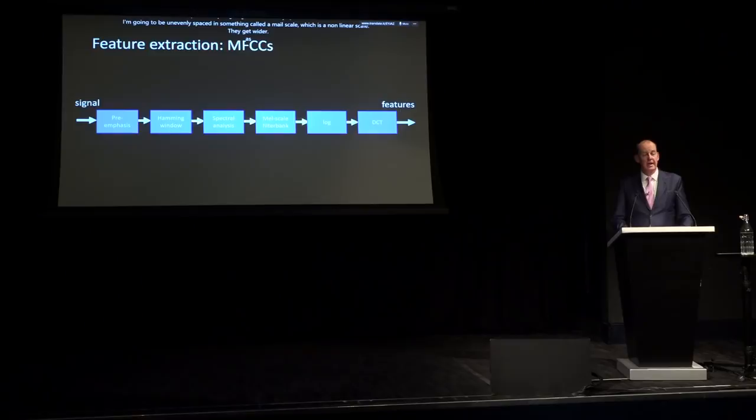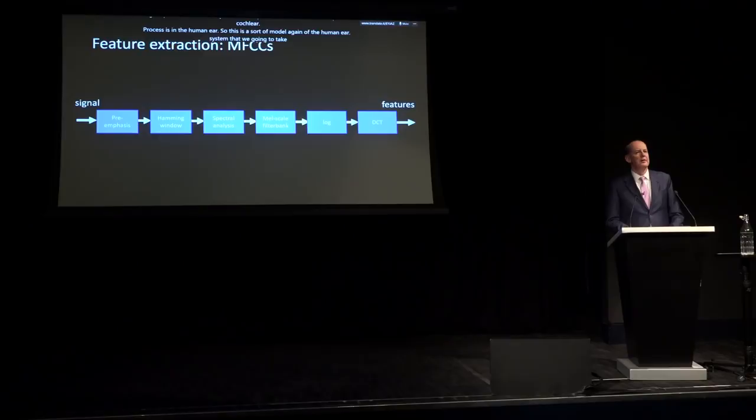And the reason they have that shape is because that is the shape that the cochlear processes in the human ear. So this is a sort of model, again, of the human ear system. Then we're going to take the log. Well, what the hell is that doing there?